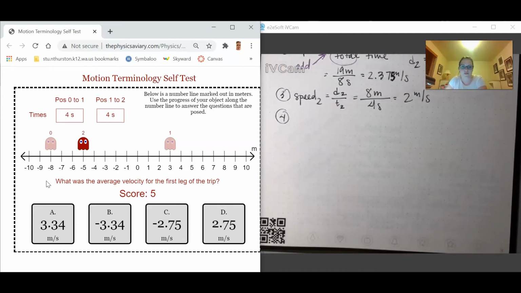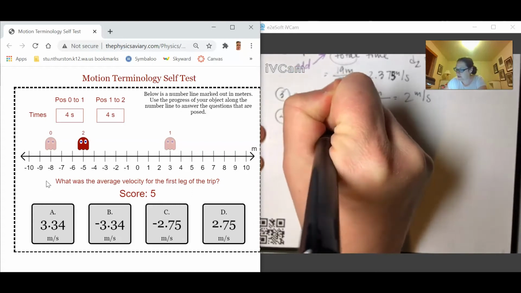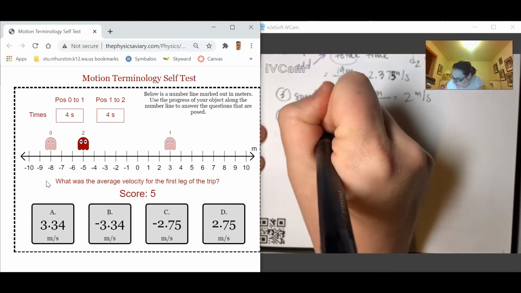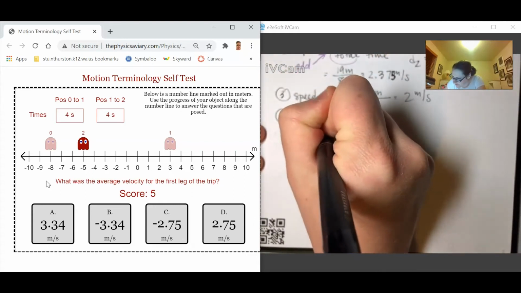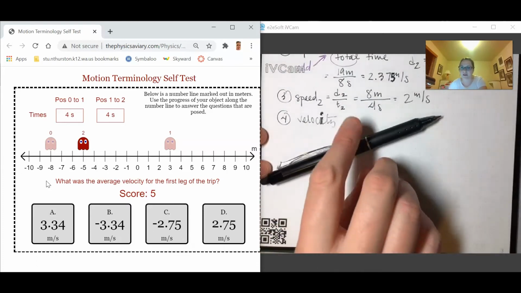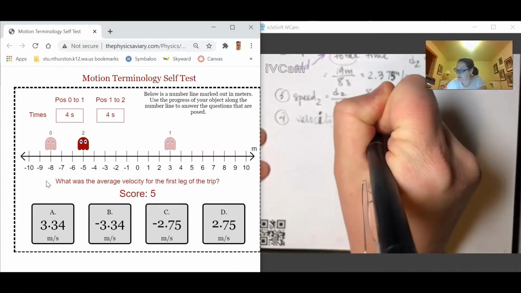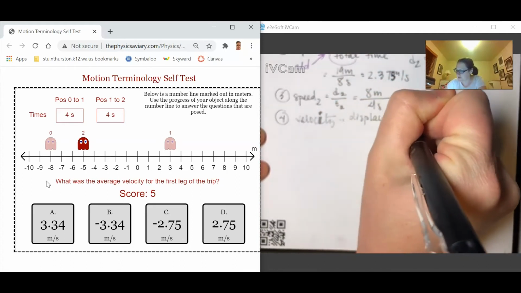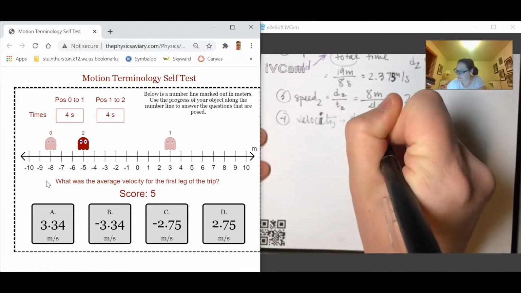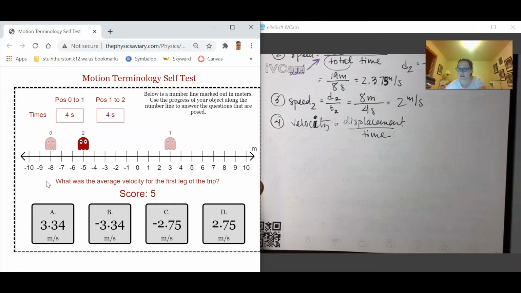What was the average velocity for the first leg of the trip? So, velocity, spelled correctly, that's a lowercase letter I right there. I don't know if you can tell that. Velocity is equal to displacement over time. It's our first velocity question, so I want to make sure we pay attention to this.